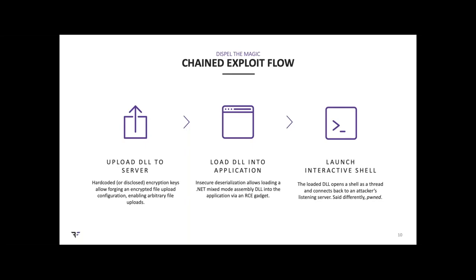If you're a visual learner, I've got the exploit flow laid out here. We're first going to upload a DLL, a .NET mixed mode assembly, to the server, and through insecure deserialization, we're going to load that DLL into the application using Telerik UI. And finally, that's going to give us an interactive shell.